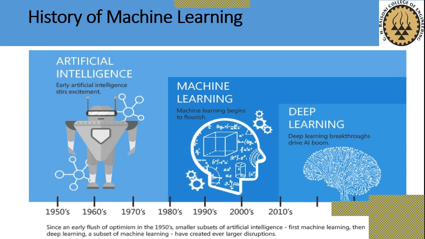In the 1980s, the machine learning concept was started, while from 2010 onward, a new concept called deep learning was born. Deep learning is a subset of machine learning, while machine learning is a subset of artificial intelligence.